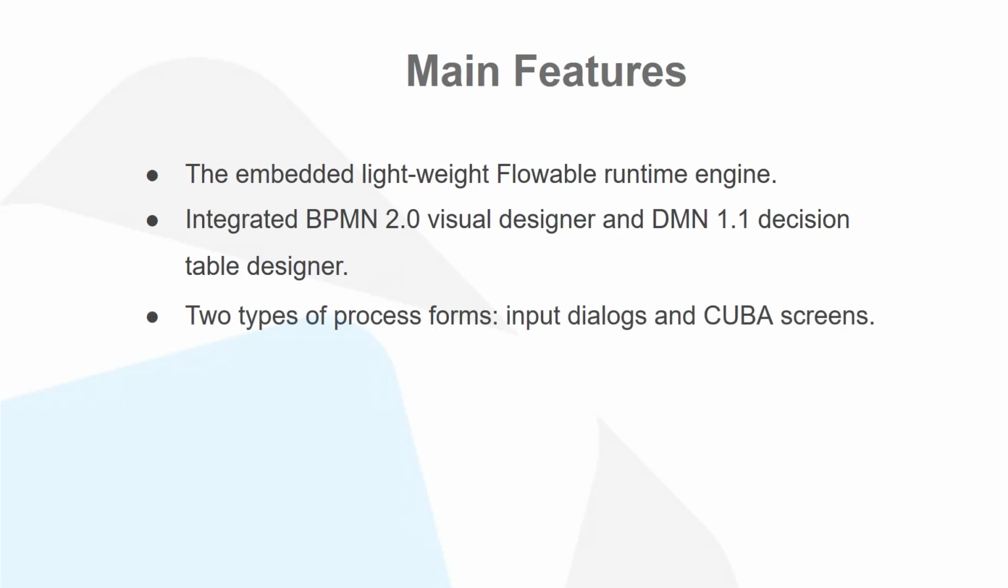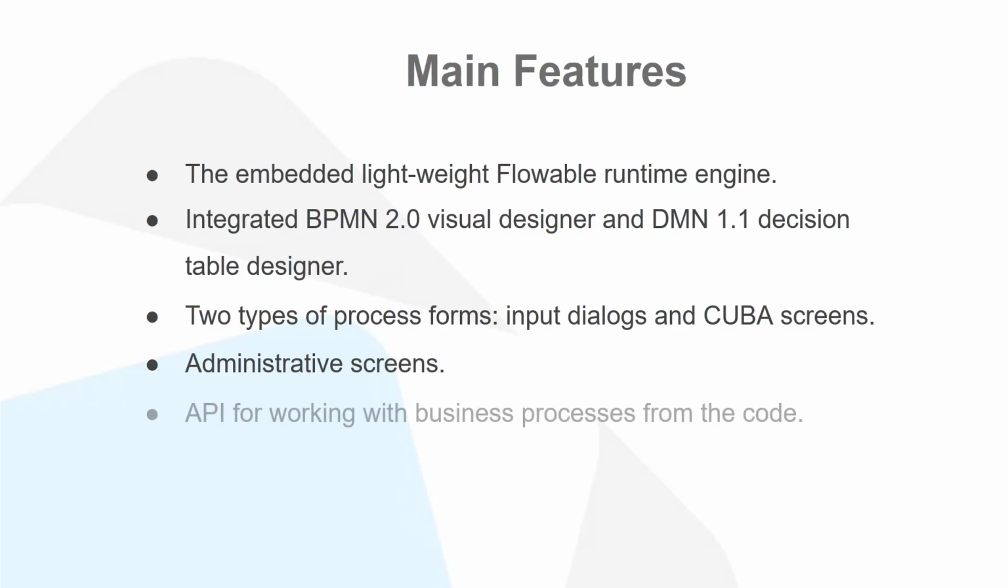Users may interact with running process instances using process forms. For simple cases, you can declare input dialogues right in the modeler. Also, you can use screens based on CUBA generic UI to create process forms of any complexity. Administrative screens for managing running processes provide a ready solution to view all running process instances, reassign user tasks, analyze processes, execution history, etc. You can also use API for working with business processes from the code.